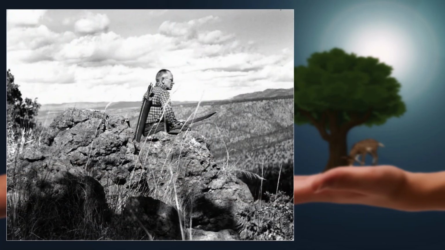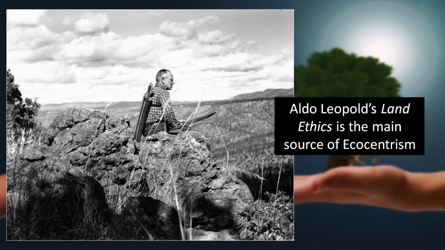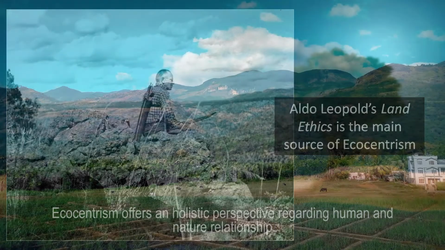So in that way, it was a new alternative and a new approach to the environment, which is known as ecocentrism. As the word eco means ecology, this eco came from the word ecology. So it is an ecology-based approach. This approach was propagated by Aldo Leopold in his very famous book, Land Ethics. So Land Ethics is the main source of ecocentrism.